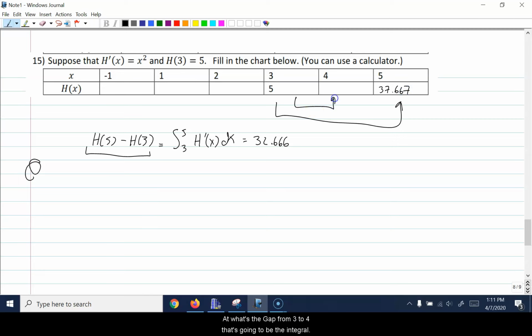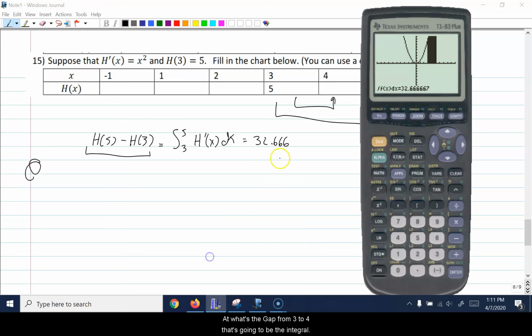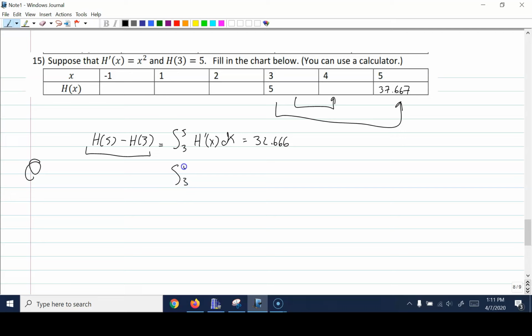What's the gap from 3 to 4? That's going to be the integral. Calculate the integral from 3 to 4. It's 12 1/3. So I need to add 5 onto that, and I'll land at 17 1/3.